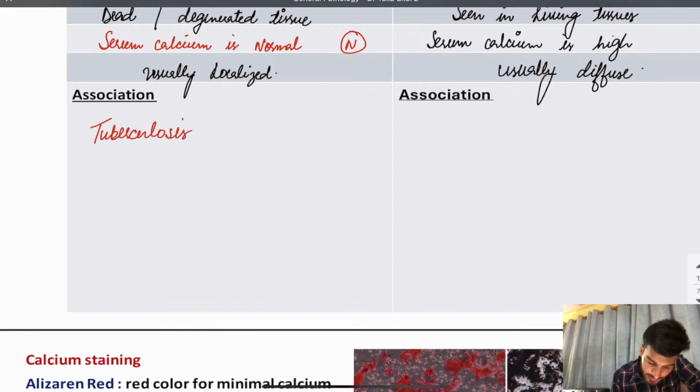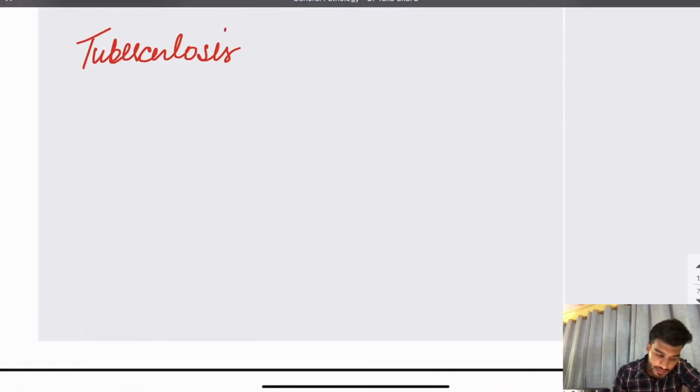It's an important question, guys. They will give you the question and you have to answer in which of the following conditions there is a dystrophic calcification, or in which of the following conditions there will be a metastatic calcification. So remember the examples, guys.